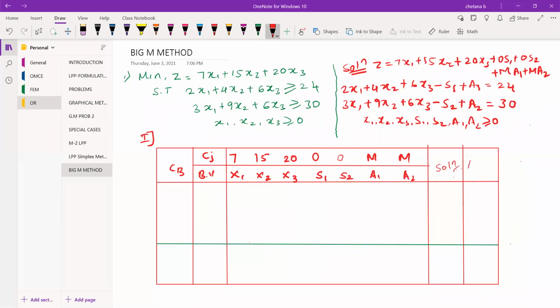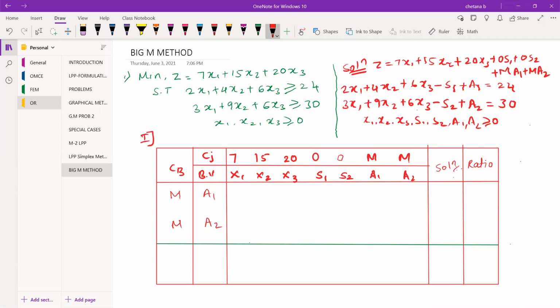Then the solution part ratio as it is. Coming to the basic variables, here the basic variables are the maximum coefficient variables, that is the artificial variables, a1 and a2. So what will be the coefficient of a1? M and M.